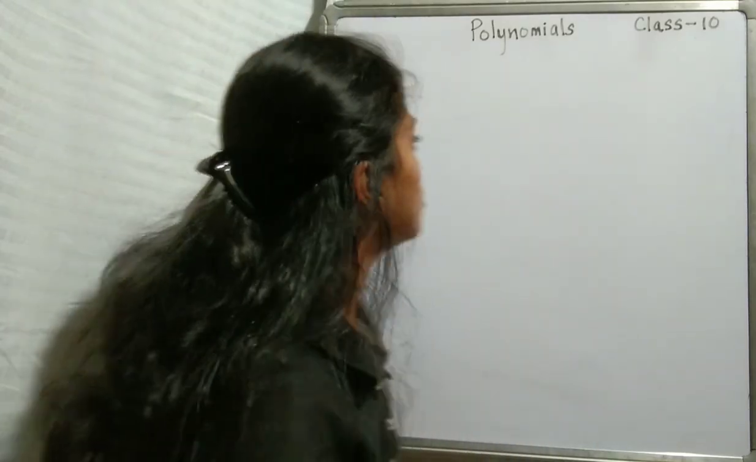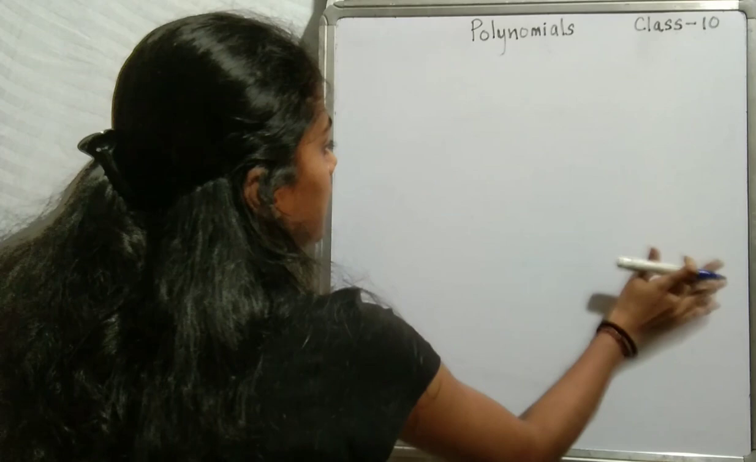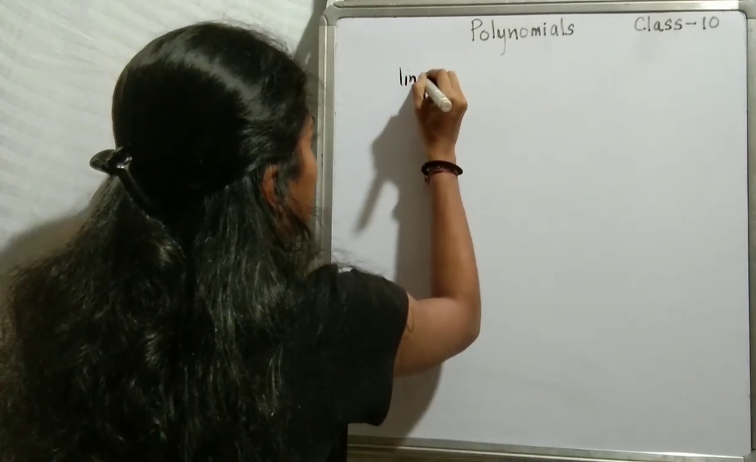Okay, let us do different types of polynomial. We have linear polynomial.